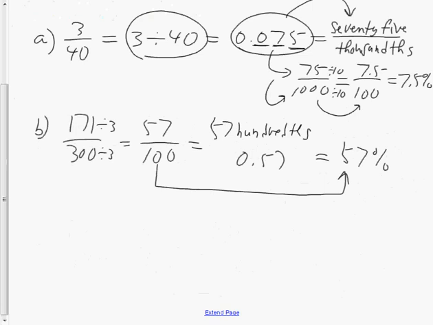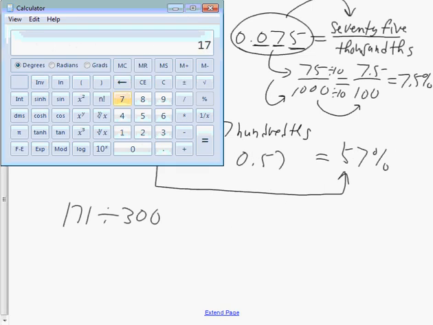Now, if you wanted, you could have taken 171 and divided it by 300. Right? You could have done that method that we talked about in the last question. If you did that, 171 divided by 300 would have given me 0.57, which is 57 hundredths, which is 57%, right? We could have done it the way from the first example, but I just wanted to show you that there's a second way you could have done it without division.